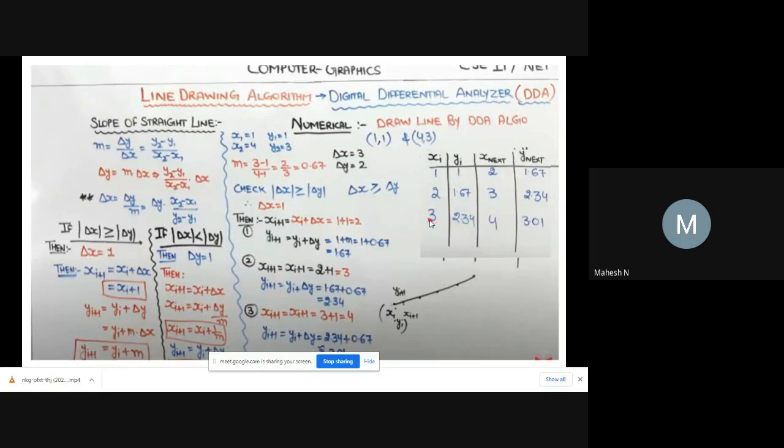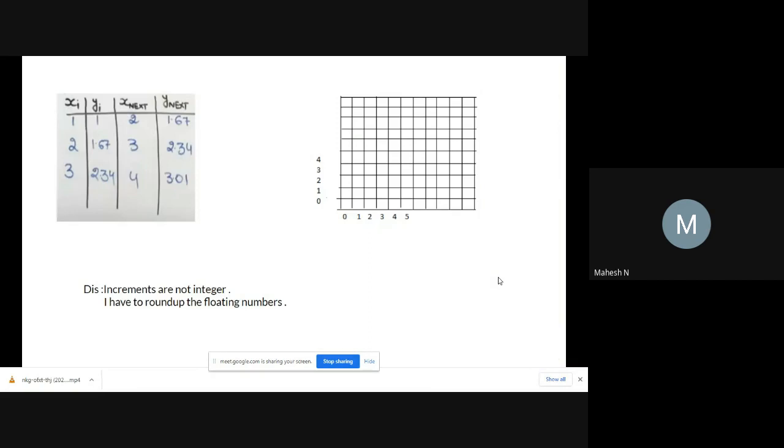What is my next point? xi plus 1 is 4, and yi plus m is 2.34 plus 0.67, which is 3.01. So I will stop here, because my endpoint is 4 comma 3, and I have reached 4 comma 3. Fine, so now let us plot it.